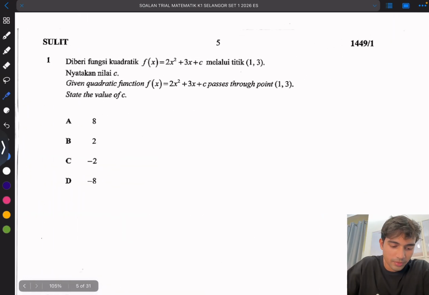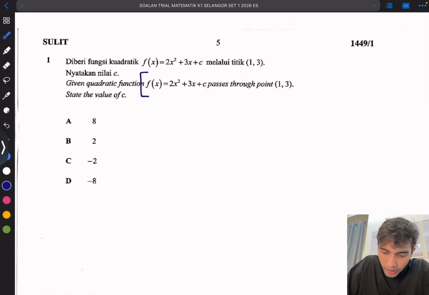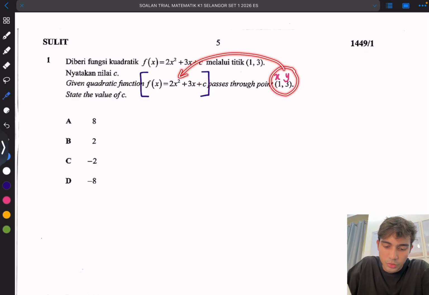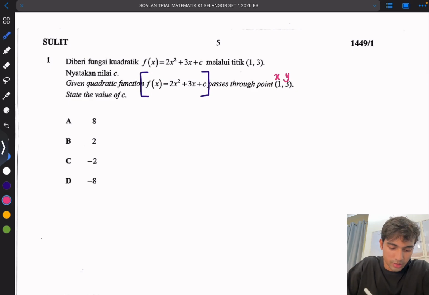Question 1. Given the quadratic function f(x) equals this, and this quadratic function passes through this point (x, y). State the value of c. Okay, so to find c, we can substitute the x and y values into the equation. You just have to know this f(x) is the same as y. Okay, so we substitute it in.